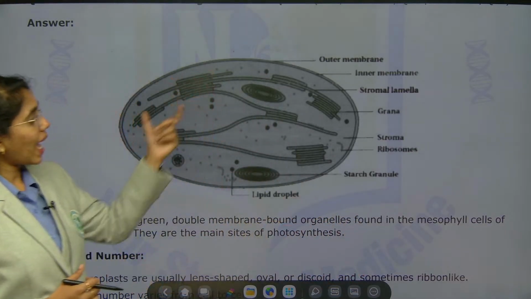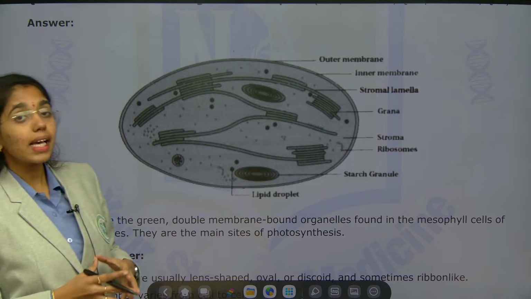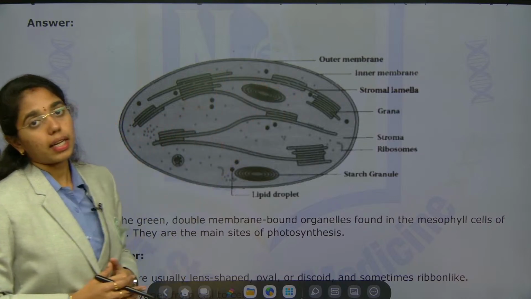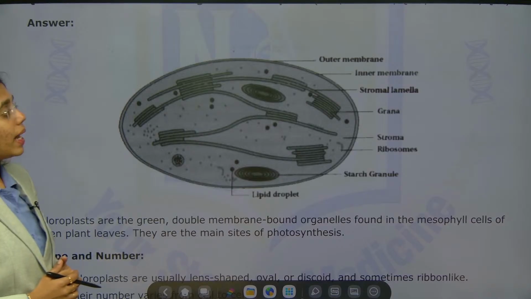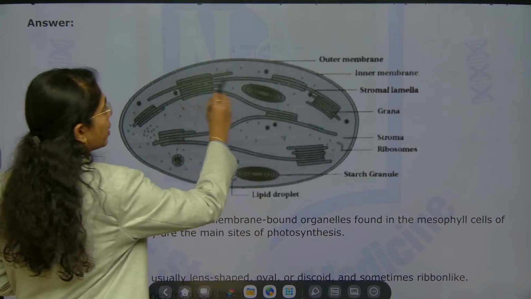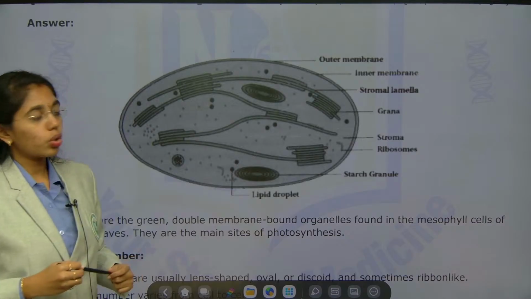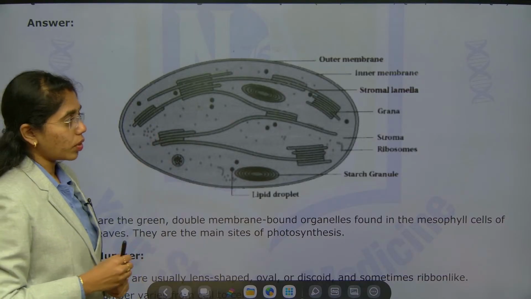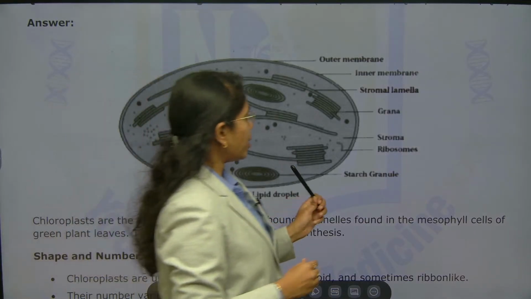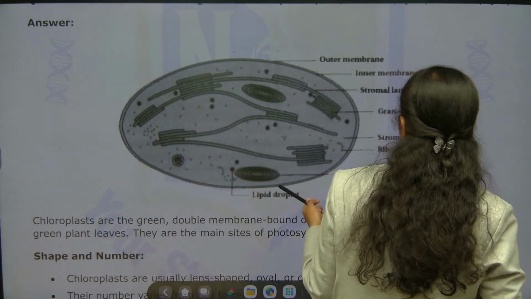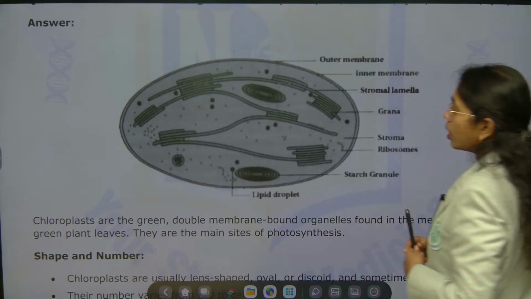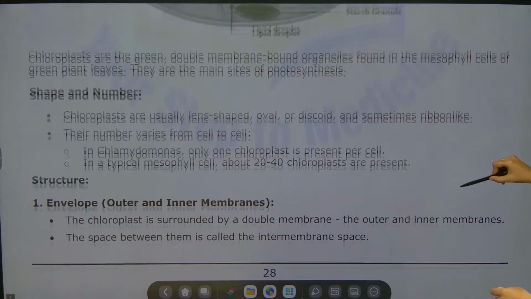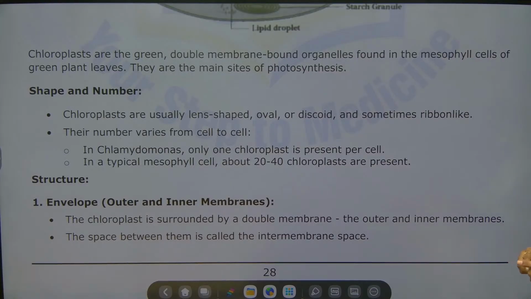Stack of these sac-like structures is known as grana. One grana is connected to another grana by stroma lamellae. Now you see, inside the matrix of the chloroplast you have granules also, starch granules and lipid granules. So here, chloroplasts are the green double membrane bound organelles.